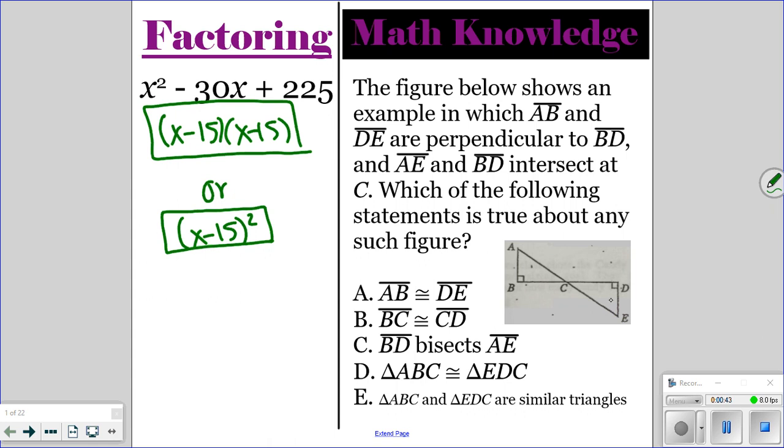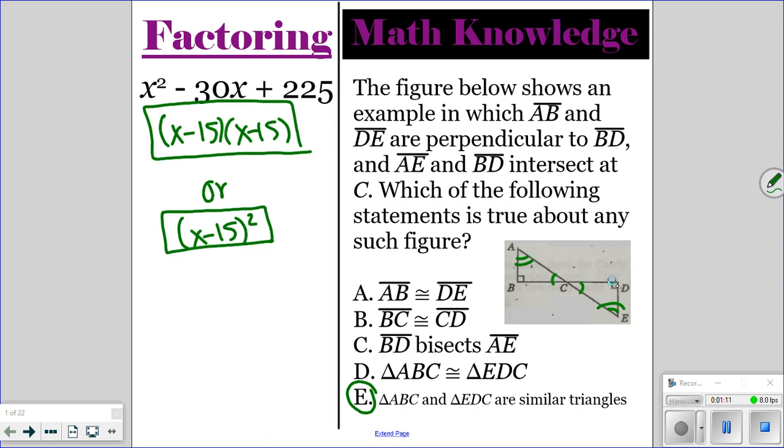All that we know is that they are going to be similar triangles. We don't know anything about the side lengths, but we know that this angle here and this angle are going to be congruent, which means that these two have to be congruent as well. And so since we have all three angles congruent, that means we have similar figures. But we don't know that anything is congruent or bisects. So that's all we can say.